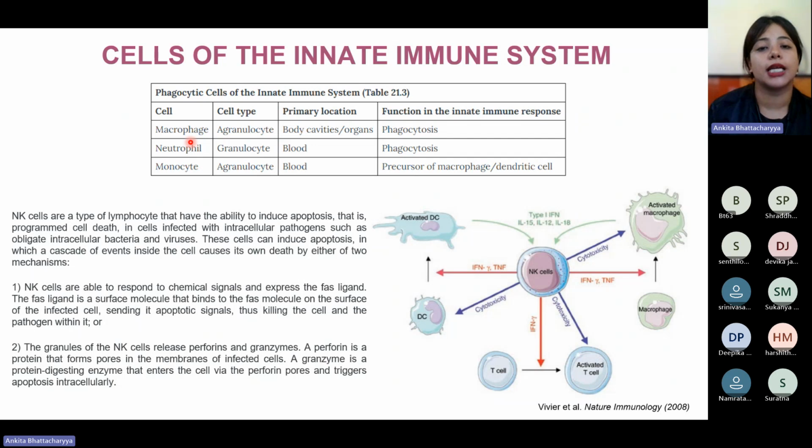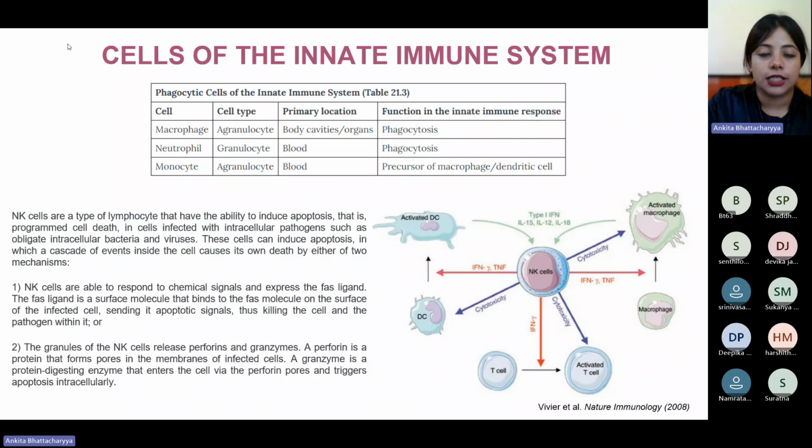Location for monocytes is in blood. Like I said, they're circulating within blood. Neutrophils are also present within blood, but they are granulocytic in nature. Macrophages, on the other hand, are tissue macrophages, and therefore they're either present in some organ, or they're present within some body cavity, etc. So these cells are phagocytic in nature, and that is their contribution towards the innate immune response. So that is how this entire process is working.